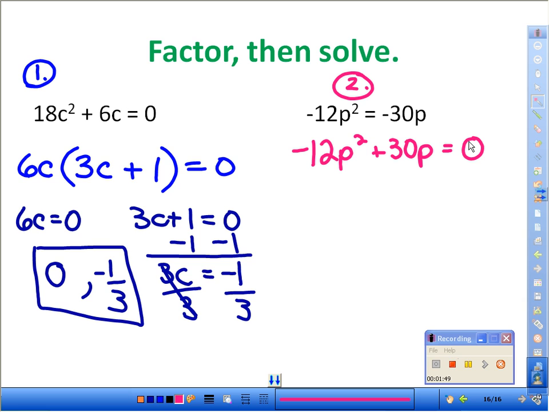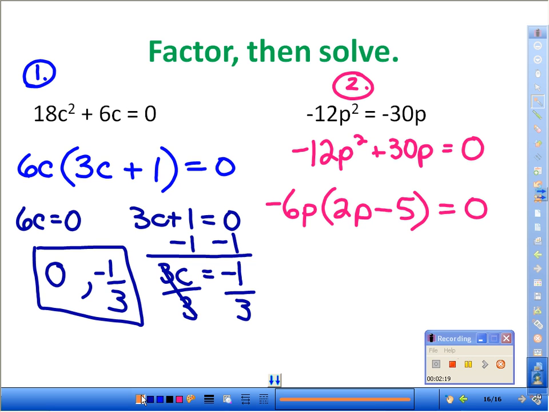I'm going to factor out the greatest common monomial factor. And whenever the leading coefficient is negative, we want to make sure that you factor out a negative also. So the greatest common monomial factor would be negative 6p. If I divide that out, I'm left with 2p minus 5. And that equals 0. Remember, one way to check to see if you factored correctly is to distribute that monomial factor to both terms to see if you get the answer that you started with.